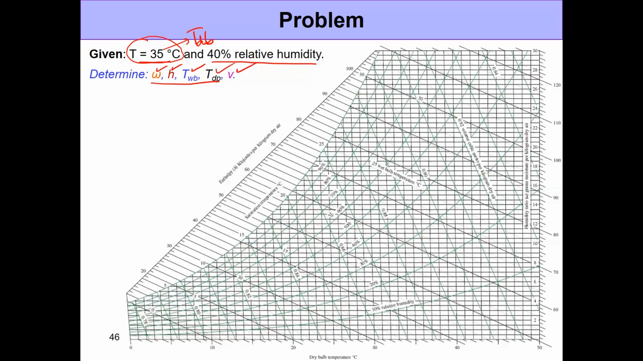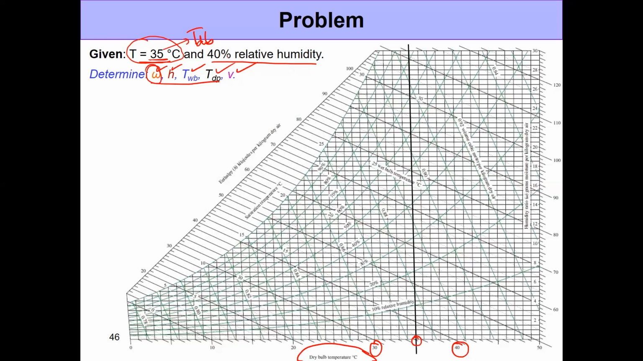Okay, so let's start with the humidity ratio. And before we start with any of this, first let's go ahead and identify where the point is. Okay, so we're looking at a dry bulb temperature of 35 degrees Celsius. The x-axis is the dry bulb temperature. Okay, so we look, this is 30 degrees Celsius, this is 40. We're looking somewhere in between. So this is the point that we're looking for, 35 degrees Celsius. Let's draw a vertical line through it.